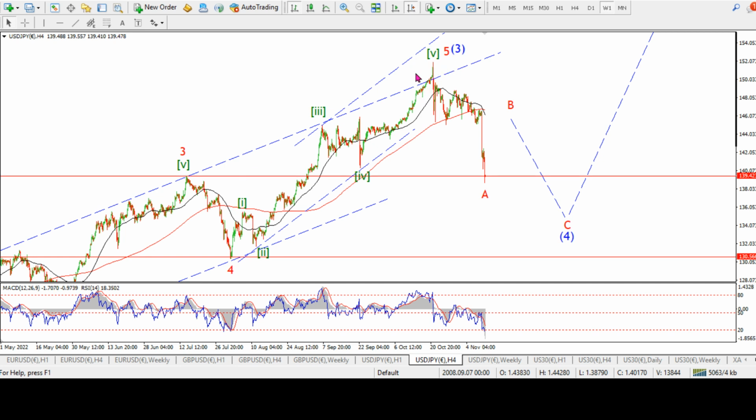I'll point that out to you. It came with a throw over at the top of the trend channel, and now we've moved down in 3 waves. It looks like we're close to completing wave A now.